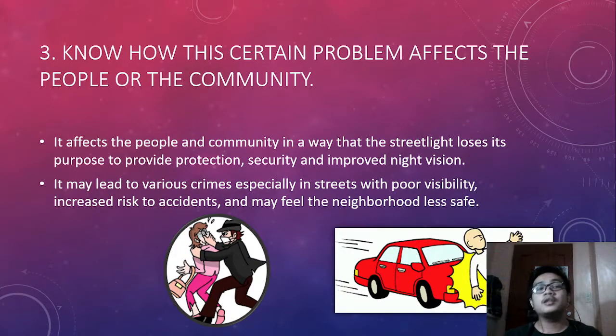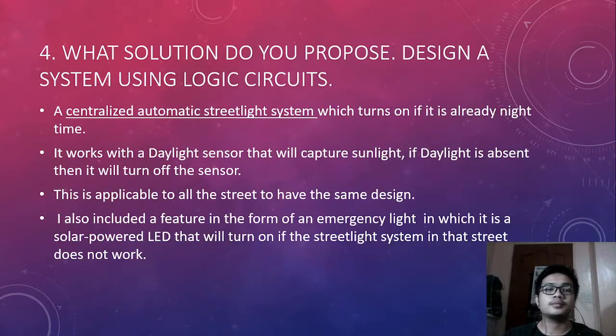Number 3, know how this certain problem affects the people or the community. As I said a while ago, it affects the people in a way that it loses its purpose to provide illumination, protection, and security for the night. It may lead to various crimes, especially in streets with poor visibility, increased risk of accidents, and people may feel that the neighborhood is less safe when there are malfunctioning streetlights.